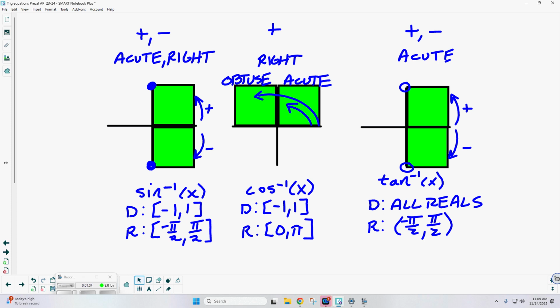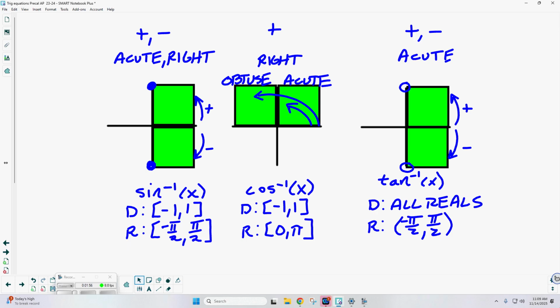There we go. So sine inverse can only be in quadrants 1 and 4, cosine inverse only in 1 and 2, and tangent inverse can only be in quadrants 1 and 4. Now, the difference between sine inverse and tangent inverse is that the y-axis, the boundary, can't be included because at pi over 2 and negative pi over 2, tangent is undefined there.